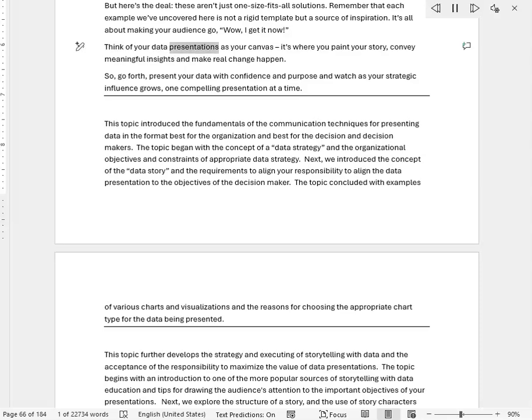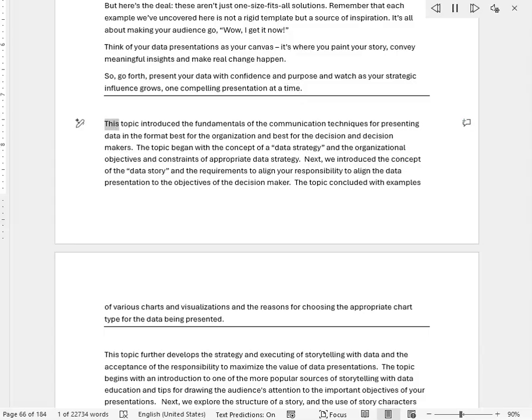Think of your data presentations as your canvas. It's where you paint your story, convey meaningful insights, and make real change happen. So go forth, present your data with confidence and purpose, and watch as your strategic influence grows, one compelling presentation at a time.